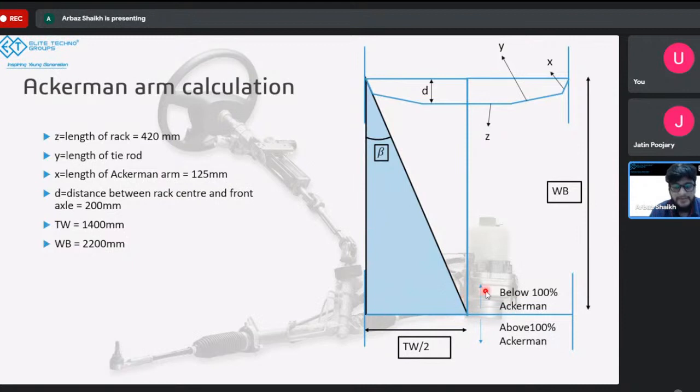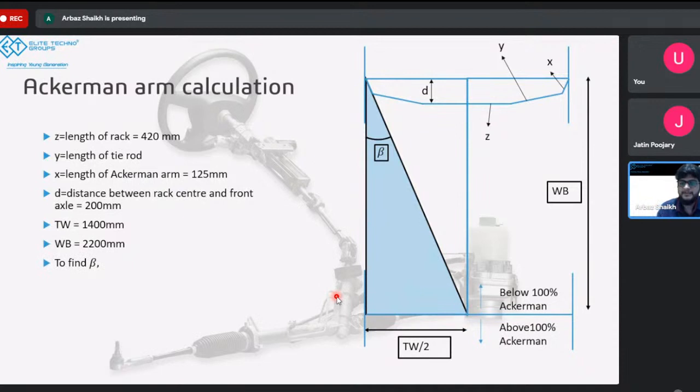If it's below 100%, the vehicle will understeer, which means if you turn by some angle, the vehicle will turn by a lesser angle. It will not turn by that angle. And if it's oversteer, it means if you turn by some angle, the vehicle will turn by a little bit higher angle, not the angle that you have turned the vehicle into, right? So let's consider this to be 100% Ackerman.